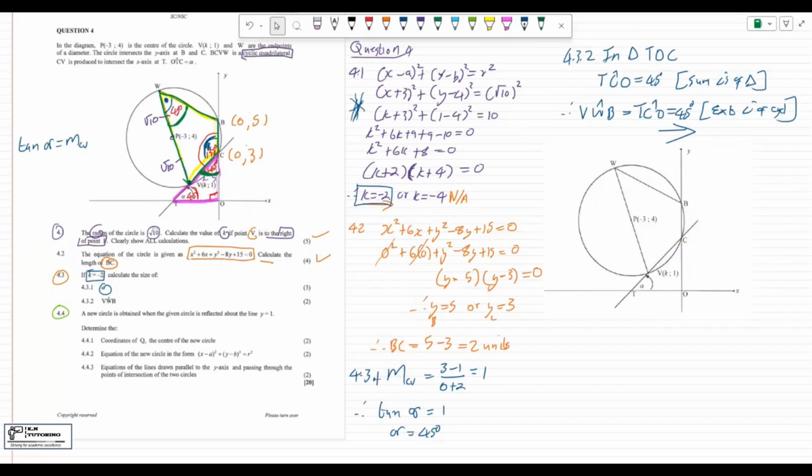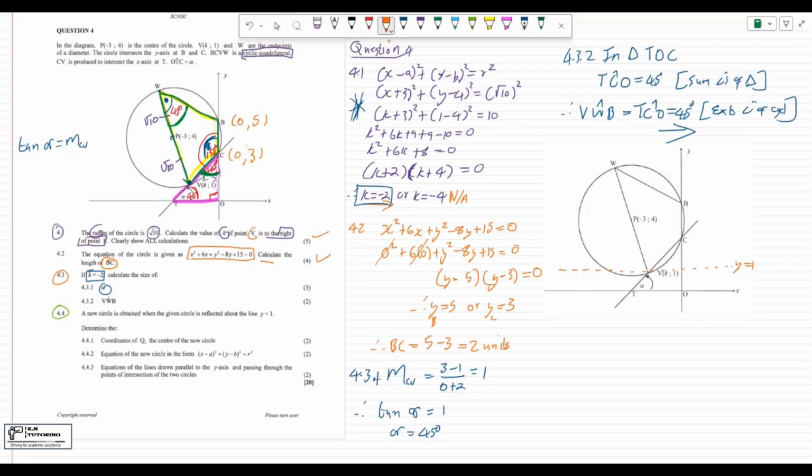Yeah, so let's go back to the question. A new circle is obtained when the given circle is reflected about the line y equals 1. So what does it mean? It means the line y equals 1. It's this line here. It's that line, right? So that's the line y equals 1. So it means the new circle is reflected about that.